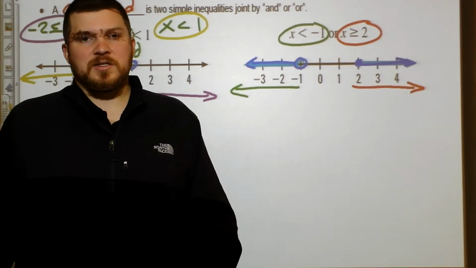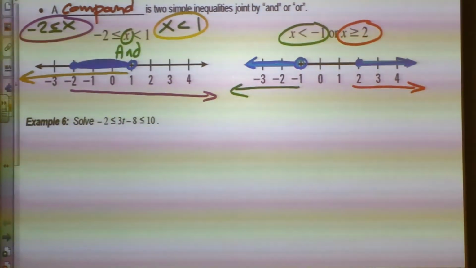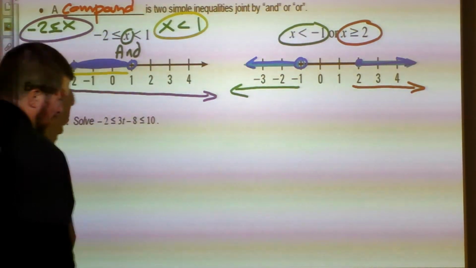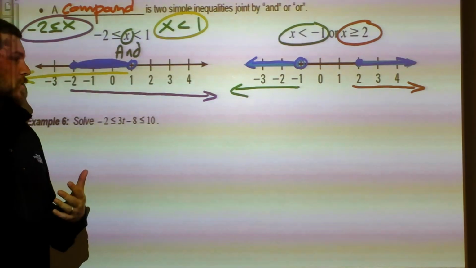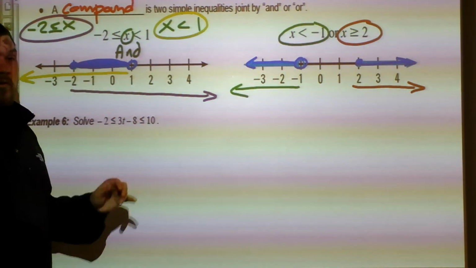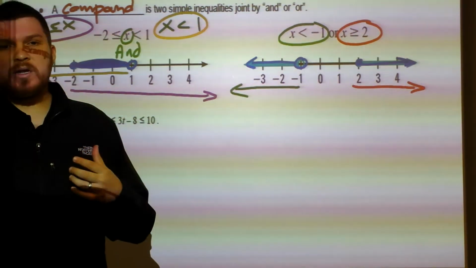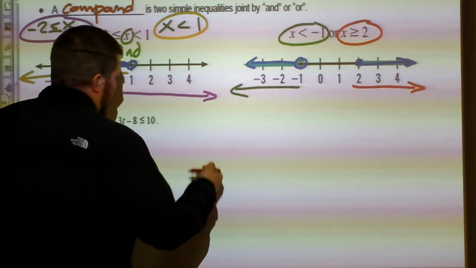Now that we know the basics, and you might have already known it from a previous class, we're ready to try an example on our own. So first off, we're trying to solve negative 2 is less than or equal to 3t minus 8, which is also less than or equal to 10. Well, our variable is in the middle of two inequality symbols. So what that means is, automatically off the bat, this is an AND problem.